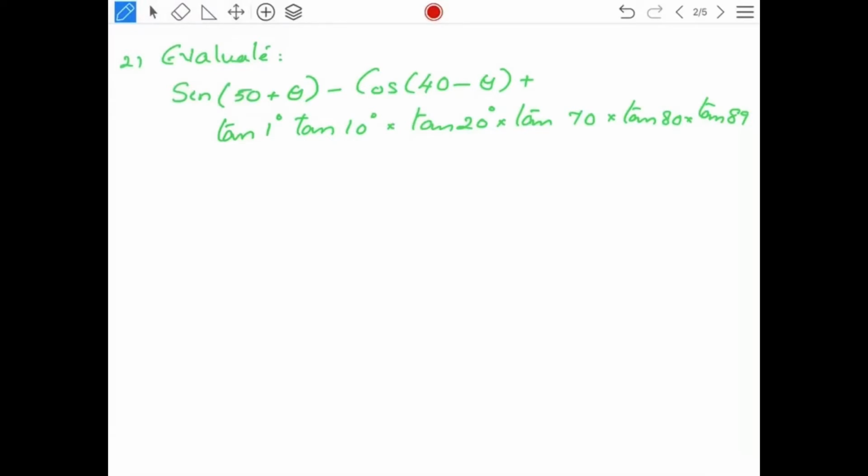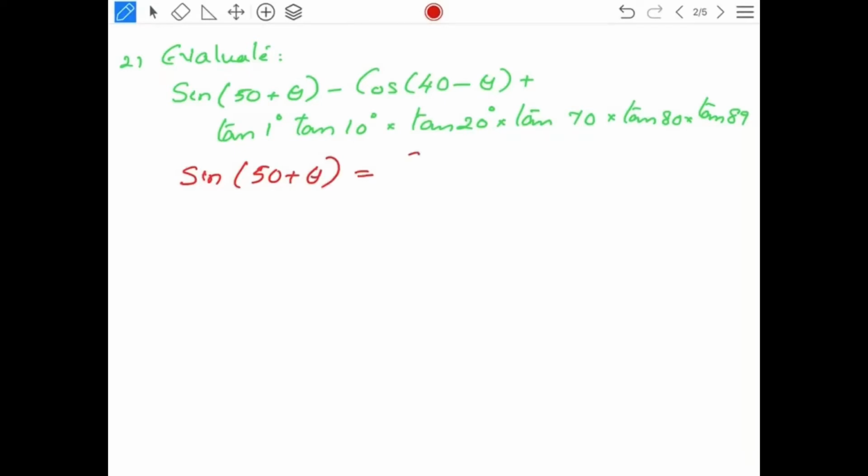Now this is also related to complementary angles. So here it is 50 plus theta, 40 minus theta. So 50 and 40 become complementary angles. So we will convert sine 50 plus theta in terms of 40 minus theta.